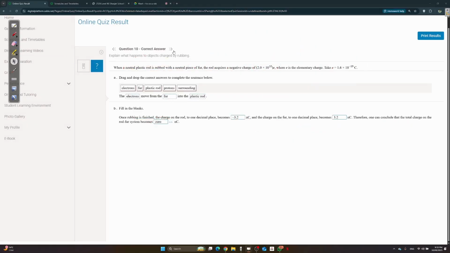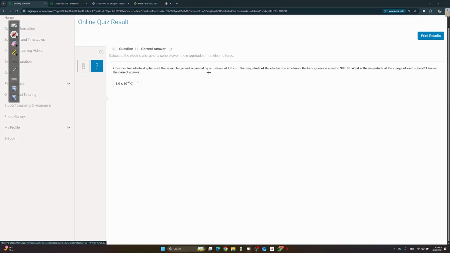Question 11. Consider two identical spheres of the same charge separated by a distance of 1 centimeter. The magnitude of the electric force between the two spheres is 90 Newton. What's the magnitude of the charge of each sphere?